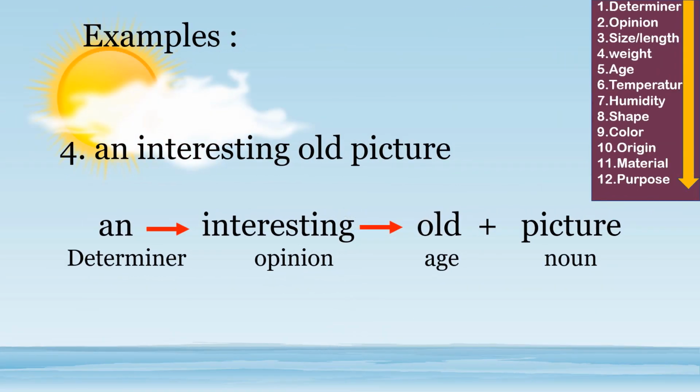Okay, let's look at example 4, an interesting old picture. An is a determiner, so we place it at position 1. Interesting is opinion, we place it at position 2. And old is age, so age is at position 5. So we arrange them in order, so this phrase becomes an interesting old picture.